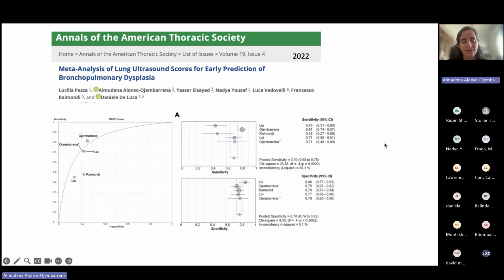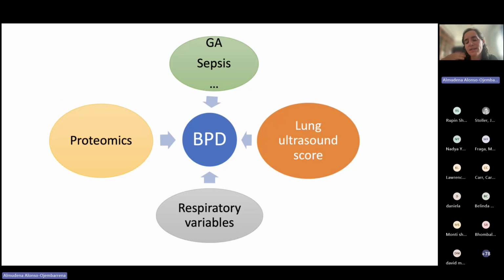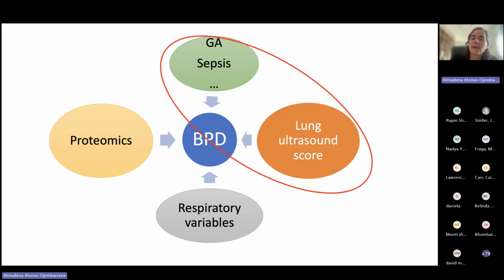So using these publications and some others, also from Spain and China, we published a 2022 meta-analysis that included these results and arrived at a pooled sensitivity and pooled specificity that didn't reach 80%. So it's not the magic bullet, it seems, but maybe we can increase the information that we may get if we add other variables that we have at the bedside of the patient, like, for example, clinical vitals or respiratory vitals.